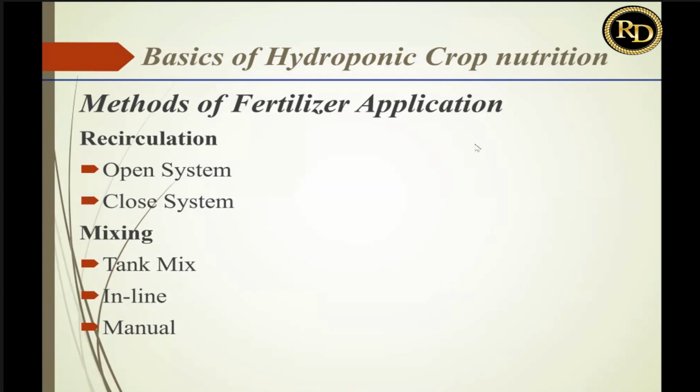In a closed system, we are reusing the fertilizer solution, meaning recirculating it. The right ratio of nutrients is supplied to the crop. Whatever is absorbed by the plant is replenished in the tank, and the same nutrient solution goes back to your crop. So that's the closed system, which is the most efficient system in fertilizer management. An open system is a little less efficient.